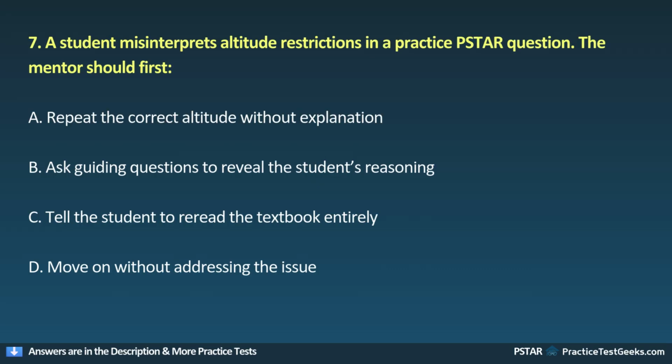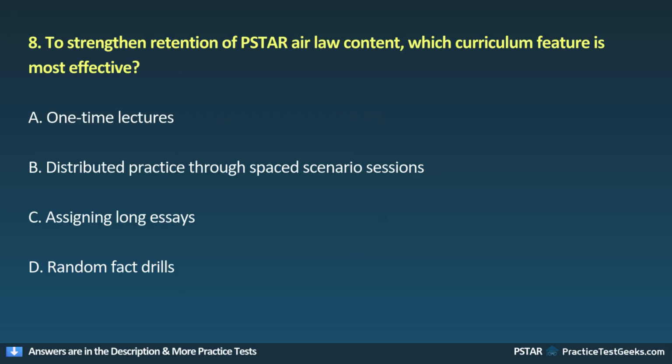7. A student misinterprets altitude restrictions in a practice PSTAR question. The mentor should first: A. Repeat the correct altitude without explanation. B. Ask guiding questions to reveal the student's reasoning. C. Tell the student to reread the textbook entirely. D. Move on without addressing the issue.